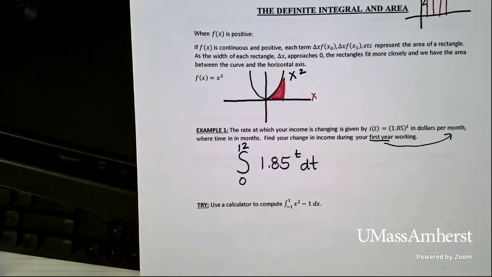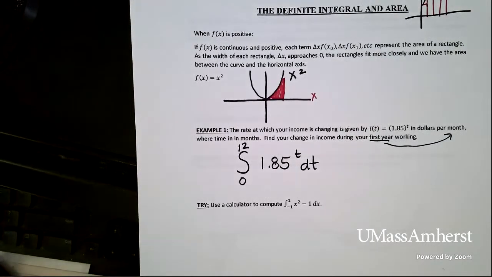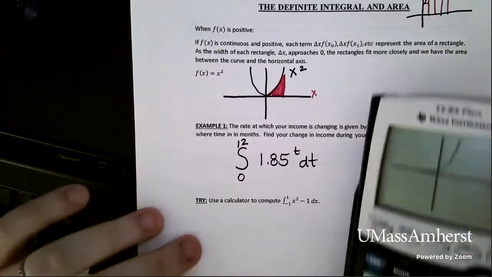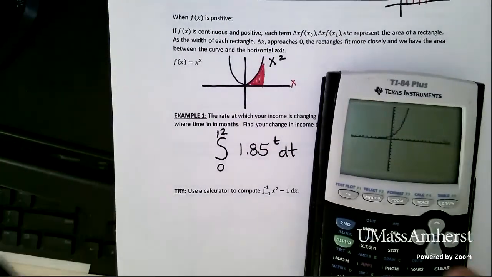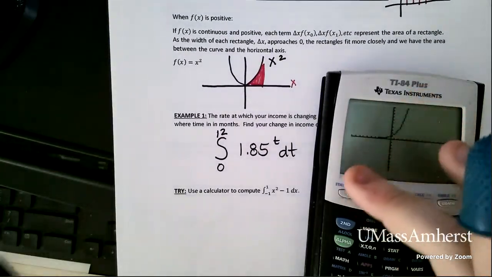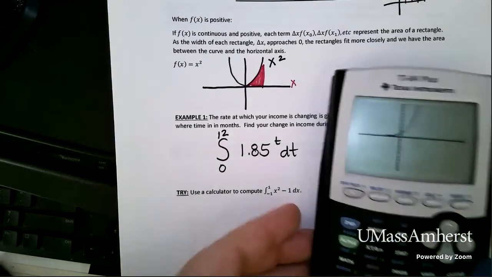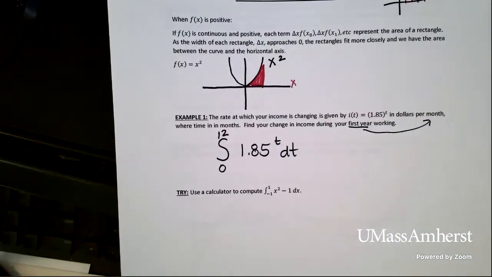And again, this is another function where if you were to graph it, I'm going to show you what the picture looks like real quick. This function is above the x-axis, right? It's positive. So we are expecting the area that we get out of here to be positive.